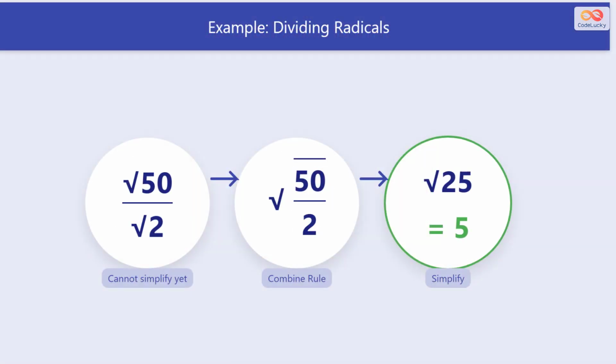Now let's try combining radicals. Imagine you have the square root of 50 divided by the square root of 2. Neither of these are perfect squares on their own. However, using our property, we combine them into the square root of 50 divided by 2. This simplifies to the square root of 25, which is just 5.